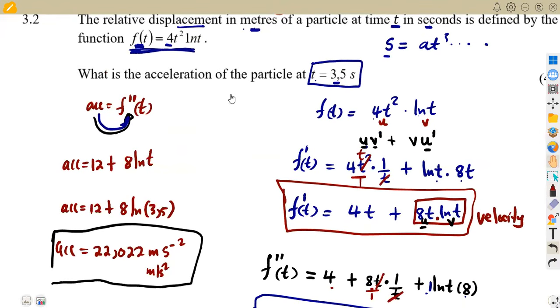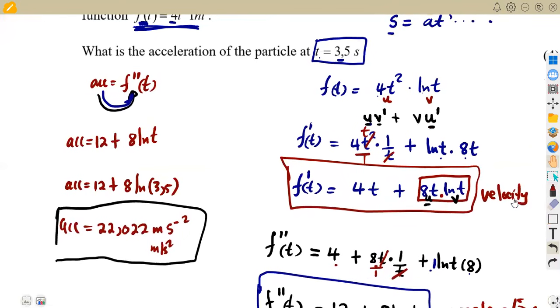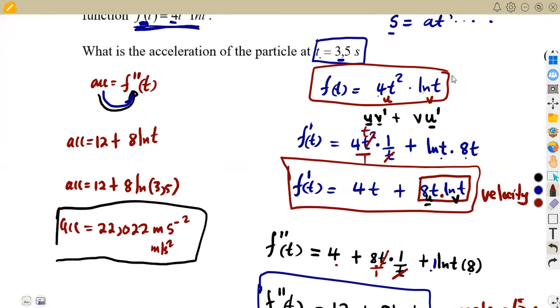Okay, so in terms of this expression, the first derivative is velocity. The second derivative now, that is the expression for acceleration. So that is what you simply need to understand, whereby f of t is representing displacement. So your f of t is your displacement that you are given.